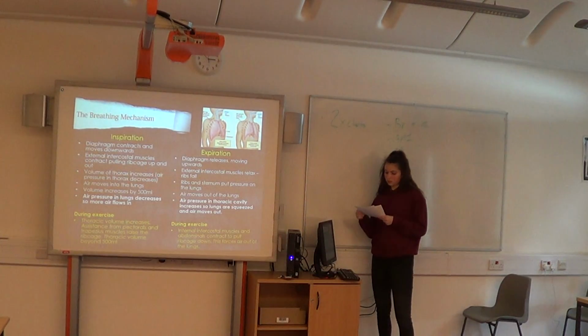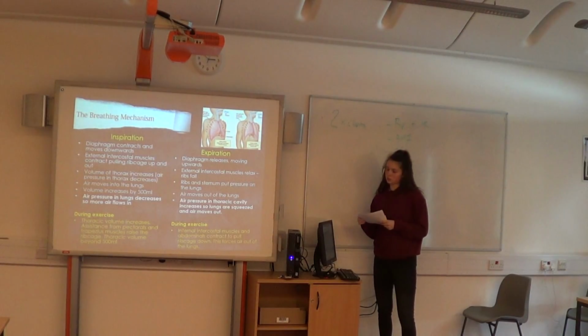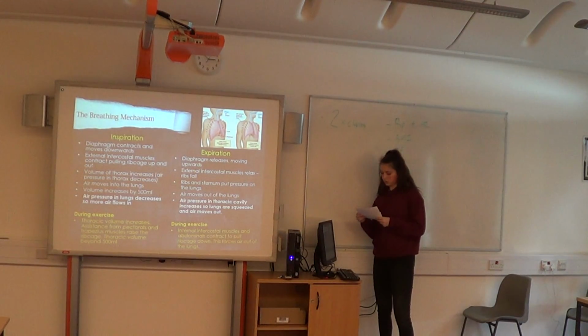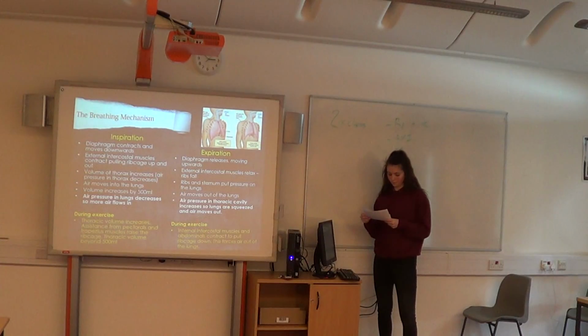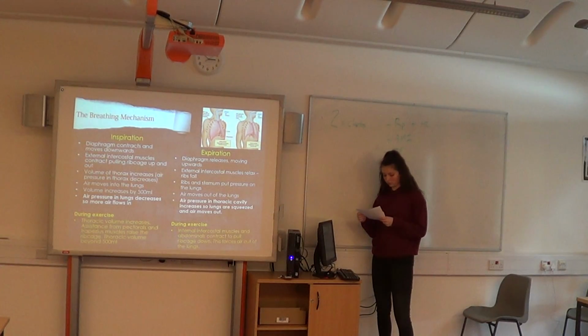So during exercise for inspiration, the thoracic volume will increase, and it will get assistance from the pectorals and trapezius muscles to help raise the rib cage. So that will extend it beyond 500 mils. And then during exercise for expiration, the internal intercostal muscles and abdominals contract together to pull the rib cage down.